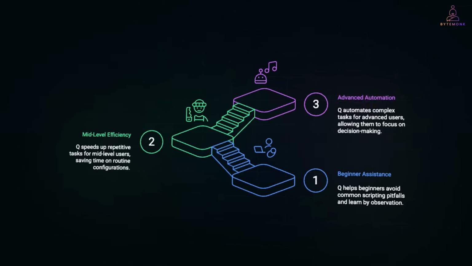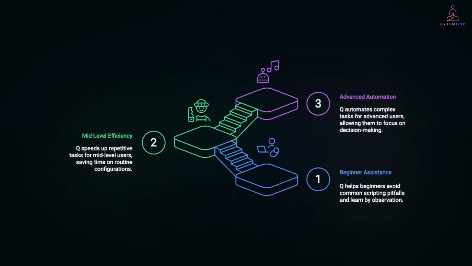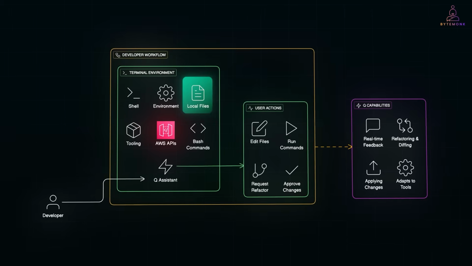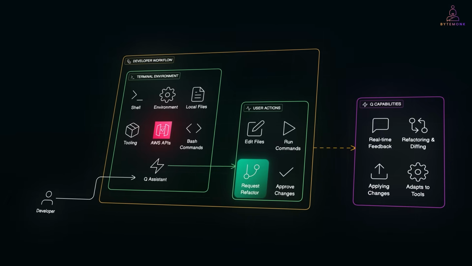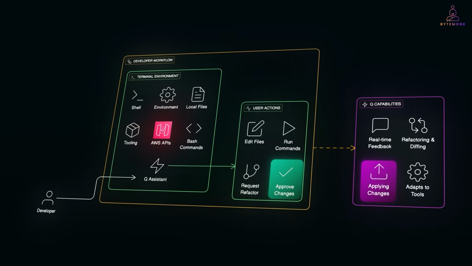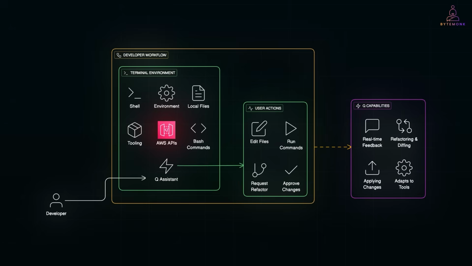And here's the best part. Q doesn't break your workflow. It works with your shell. It respects your environment and it adapts to your tools. So whether you are editing files locally, running bash commands, calling AWS APIs, or chaining all of that together, it feels like part of your team, not some separate tool. You give feedback, it updates. You ask for a refactor, it diffs the file. You approve, it applies. It's the fastest loop I have experienced between idea and working code, right from the terminal.